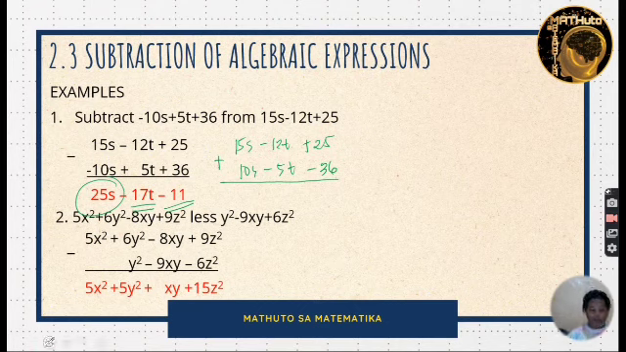For our example 2, we have 5x squared plus 6y squared minus 8xy plus 9z squared less y squared minus 9xy plus 6z squared. When we say less, we're going to subtract y squared minus 9xy plus 6z squared from the first given algebraic expression. So, what happens is the sign of y squared changes, becoming minus. Then the negative 9xy becomes plus, and the positive 6z squared becomes negative. Negative, right. Since this was minus, it becomes plus.